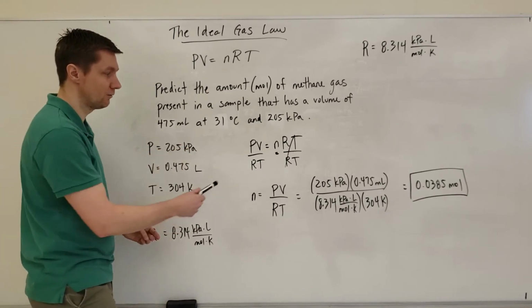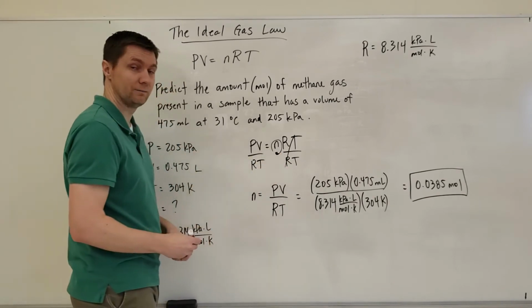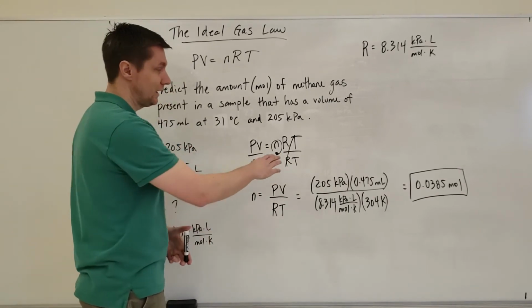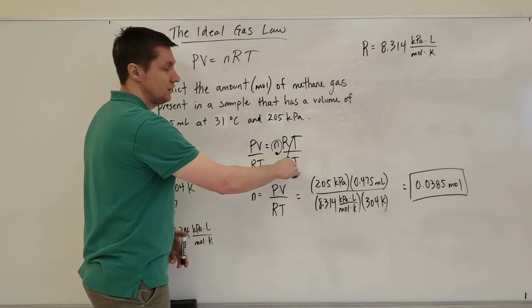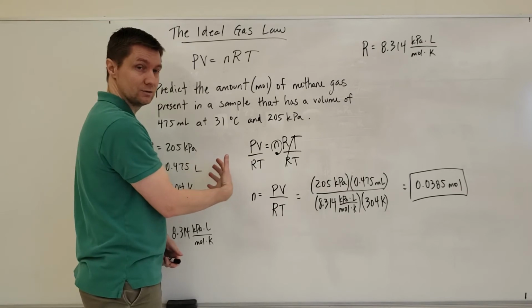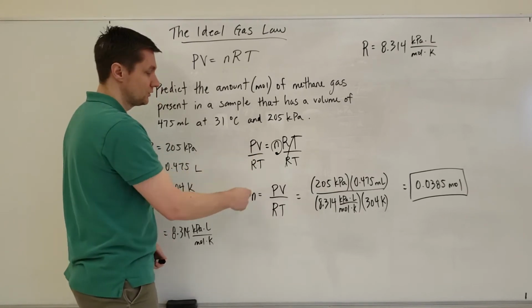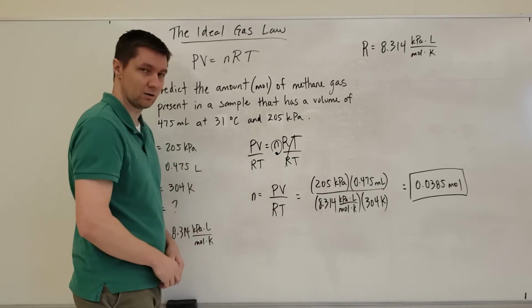You can see I've rearranged my formula here to solve for N. I did that by isolating N, dividing by RT so that the RTs cancel. And what I do to this side, I must do to this side as well. So PV divided by RT over here. So N is equal to PV divided by RT.